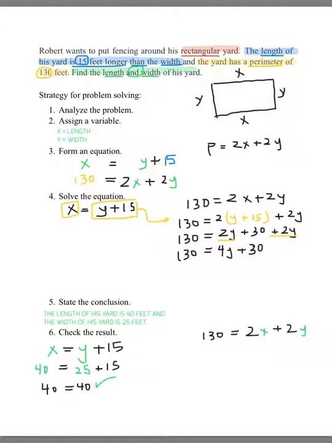And now following through with the second equation, we're going to have 130 is equal to 2 multiplied by x, which is 40, plus 2 multiplied by y, which is 25. So we end up with 80 plus 50. And that is indeed equal to 130. So we end up with 130 on the left is equal to 130 on the right. And this verifies that our solutions are both correct.